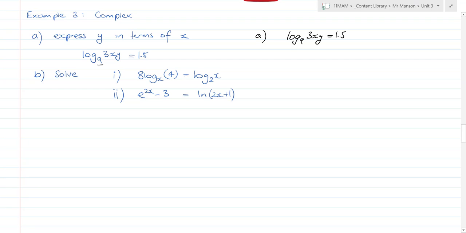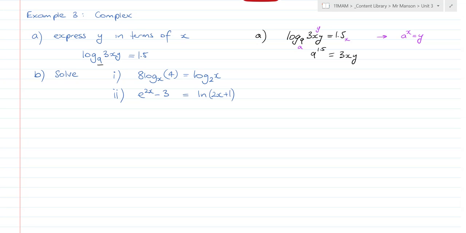So what I'm going to do is start by removing the log. That's the outermost thing, and to remove the log I'm going to rearrange into exponential form. So remember, we've got this idea that log base a of y equals x goes to a to the power of x equals y. So of course that will lead naturally to 9 to the power of 1.5 is equal to 3xy. Now, I can evaluate 9 to the power of 1.5.